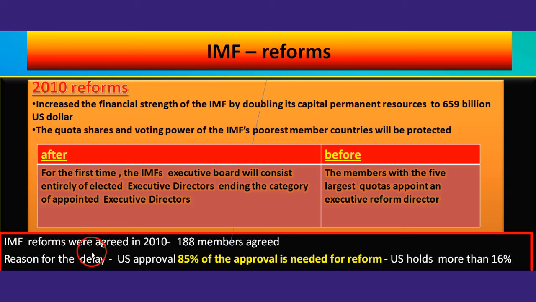International Monetary Fund reforms were agreed in 2010 and 188 members gave their approval. But 85% approval is needed for the reform, and the US holds more than 16%. Their implementation got delayed due to the time taken by the US Congress to approve the reforms. The US approved the reforms in December 2015. There is a marginal drop in US share from 16.7% to 16.5%. Still, the US is the largest quota holder in the IMF.